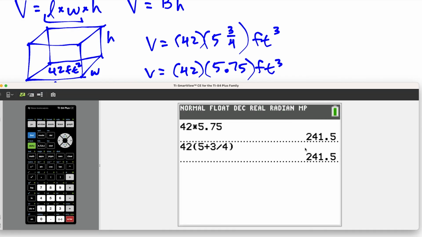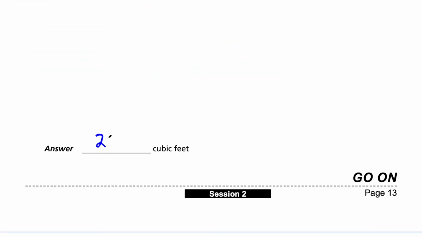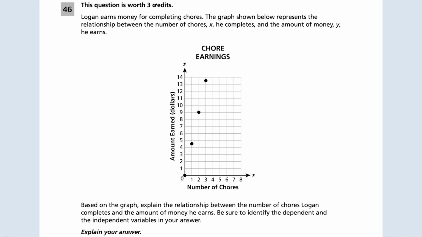So our solution is here. The volume equals 241.5 cubic feet. So let's just record our answer in the spot. We have 241.5. So question 46, our last question, it's worth 3 credits.